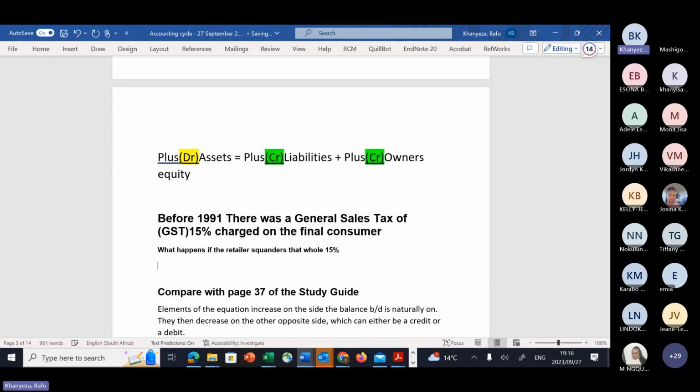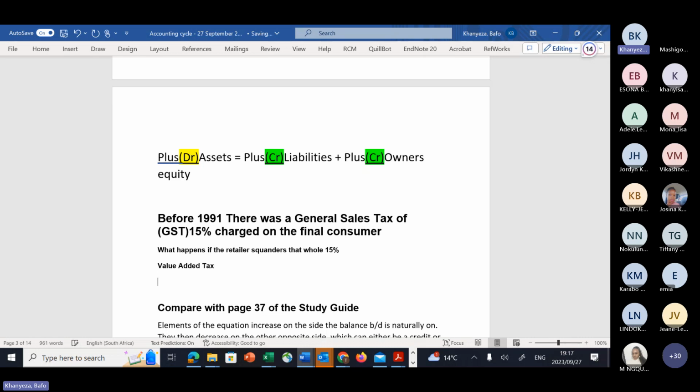Then, countries around the world introduced value-added tax. So at every value chain, SARS should collect 15%. Maybe starting from a raw material producer. Number one, which is a raw material.